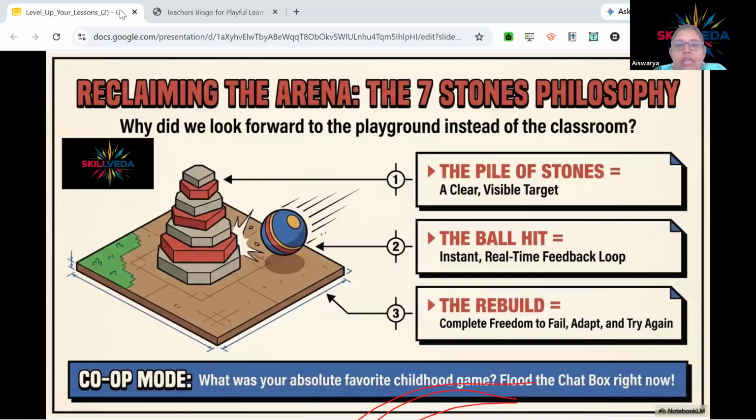So why were these games played for hours without complaining about being tired? Because they all had clear, visible targets. You know what to do. And instant feedback loops also. When you throw a ball, it hits the stones, and the complete freedom to fail also.